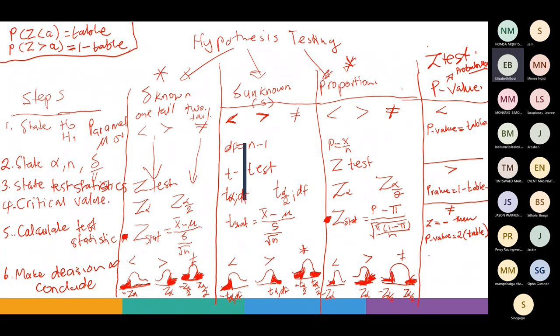If your z value is positive, the same way as we made that other one, then the following will happen. Your p-value will be equal to 2 times 1 minus the table value.